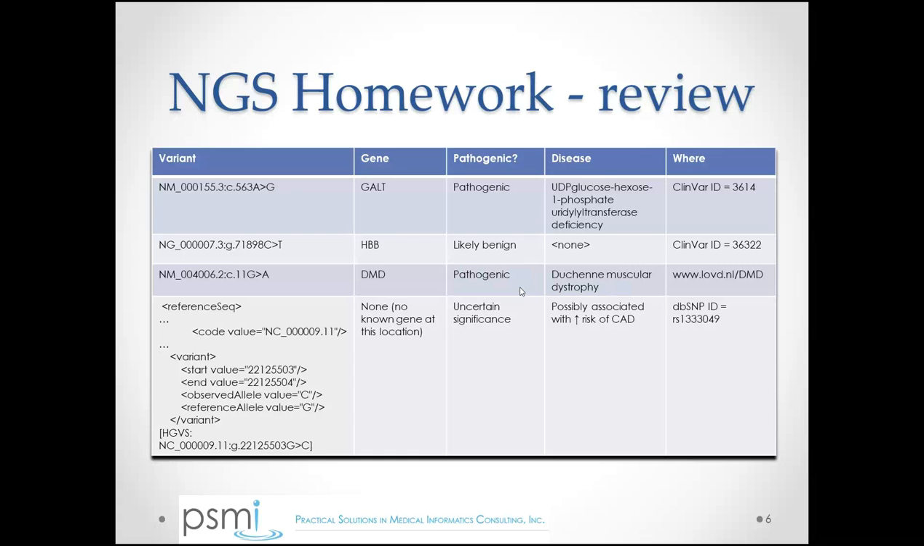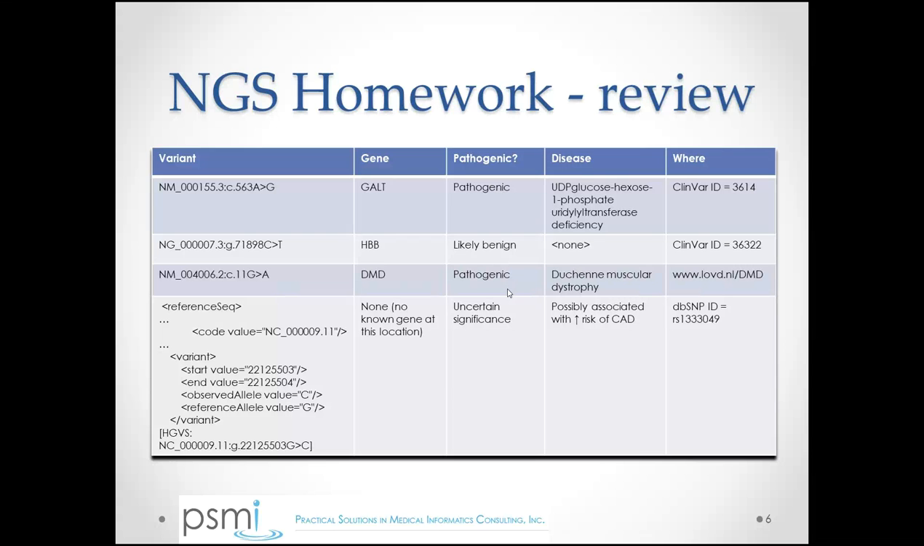On the other hand, if you look at this particular variation, it's a nonsense mutation that changes the fourth protein, a tryptophan, to a stop codon. So it would be pretty severely damaging to the dystrophin protein. And so based on the ACMG guidelines for determining pathogenicity, even though pathogenicity wasn't stated at the site, I concluded that this was a pathogenic variant.